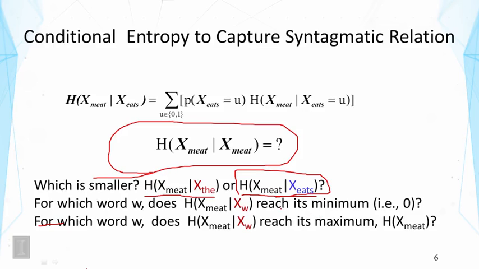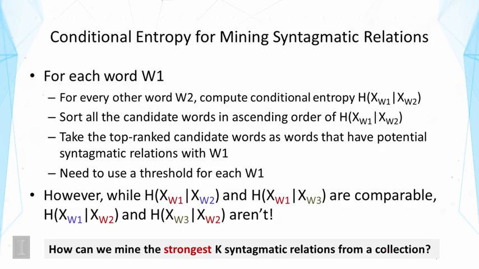So we now also know when this W is the same as this meat, then the conditional entropy would reach its minimum, which is 0. And for what kind of words would it reach its maximum? Well, that's when this W is not really related to meat. Like the, for example, and it would be very close to the maximum, which is the entropy of meat itself. So this suggests that we can use conditional entropy for mining syntagmatic relations.